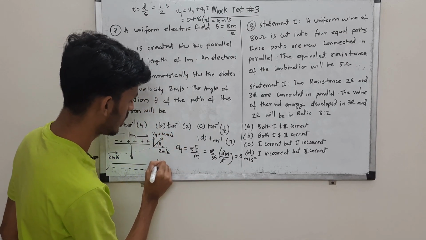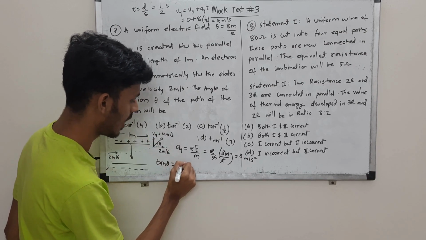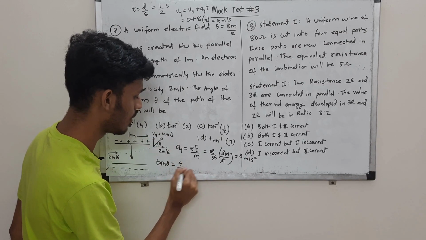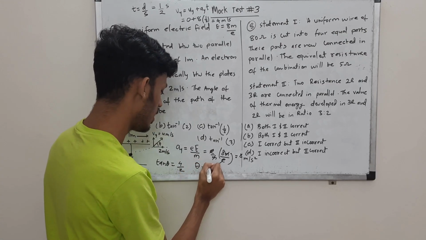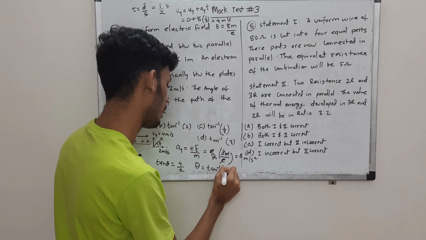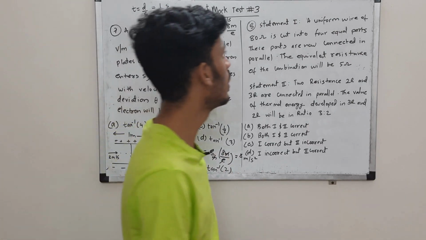So now you can see the answer. tan theta will be y upon x, right? Velocity in the y direction divided by x. So this will become half. No, it will become 2. So theta is tan inverse of 2, which is option B. Hope the approach is simple. Let's come to this one.